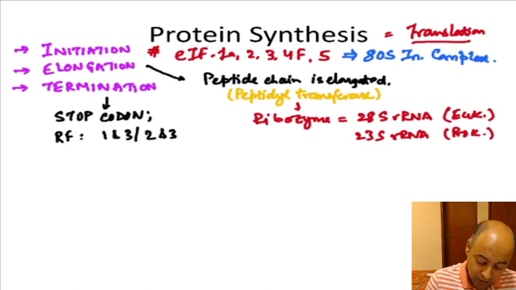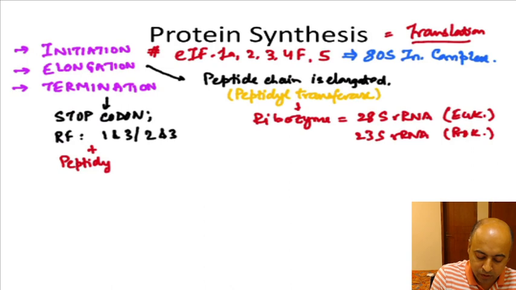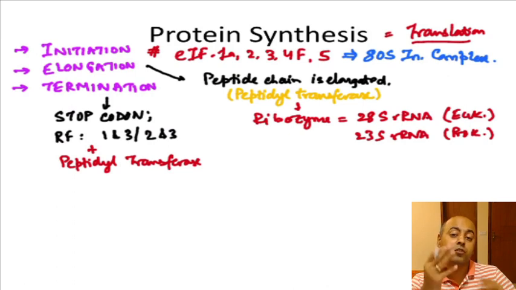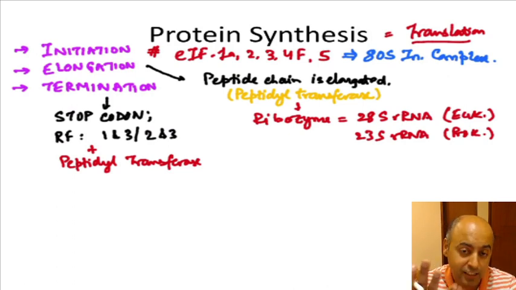Please also note in the termination, the peptidyl transferase is again involved. It is involved in release of the formed peptide, right? So in termination, we require three things. We require the stop codon, we require the releasing factor, and we require the action of the peptidyl transferase.